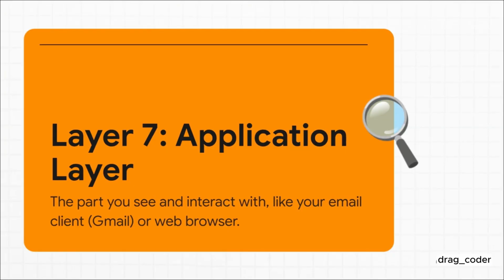So we're going to start at the very top, at layer 7. This is the application layer. And honestly, this is the only layer you actually see and interact with. It's your web browser, right? Your Gmail tab, your WhatsApp chat. It's the part where you're actually typing your message and telling the computer what you want it to do.